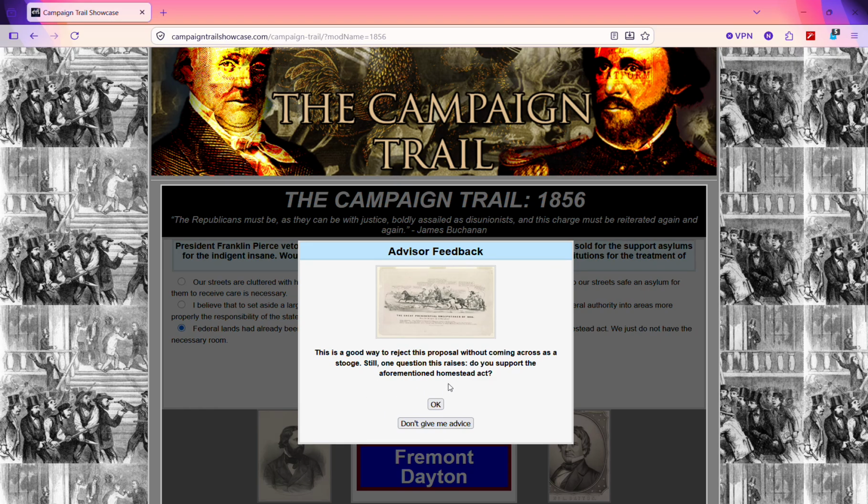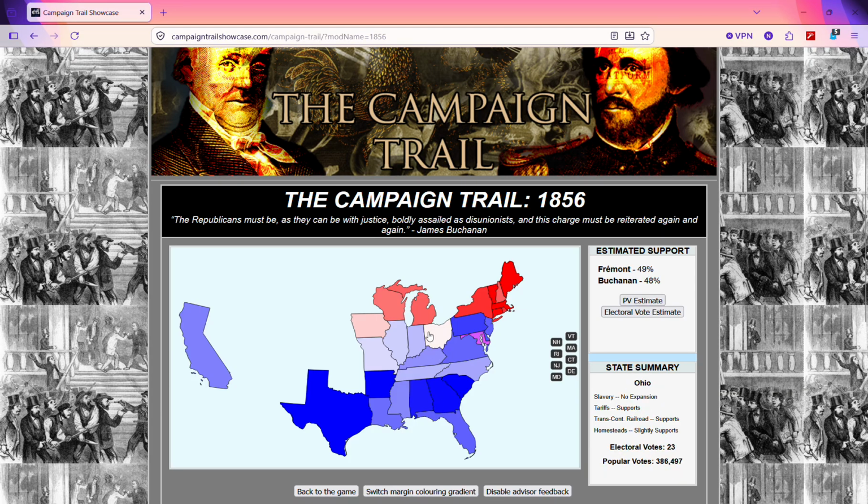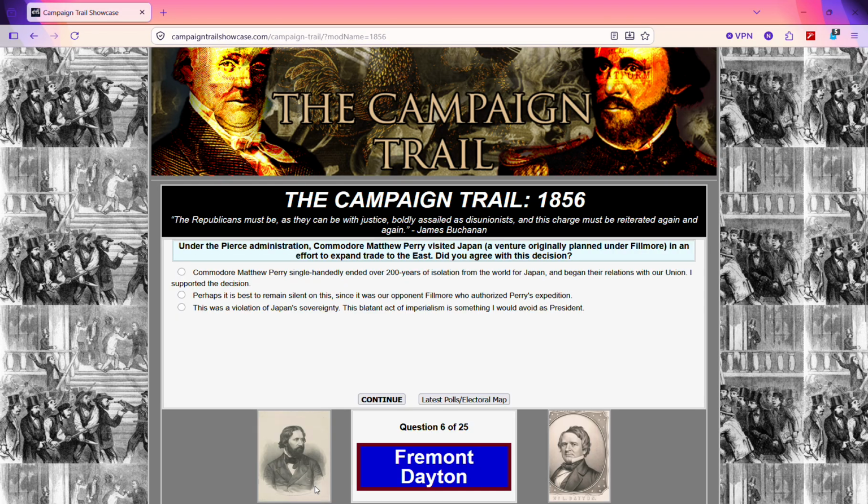Still, one question arises. Do you support the aforementioned Homestead Act? Let's hope they don't ask, because I don't know if Fremont supported that. I would assume not. That's a Democrat policy. So we're at one point. Kind of things really changing.